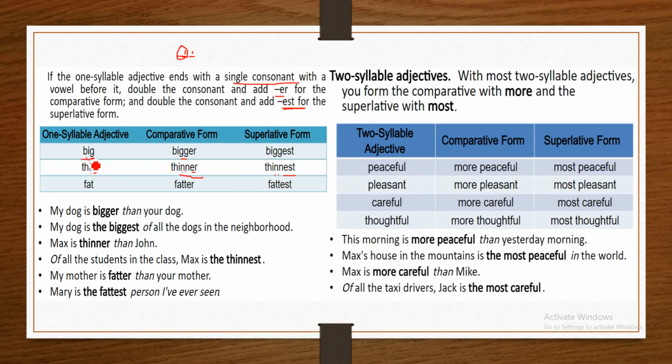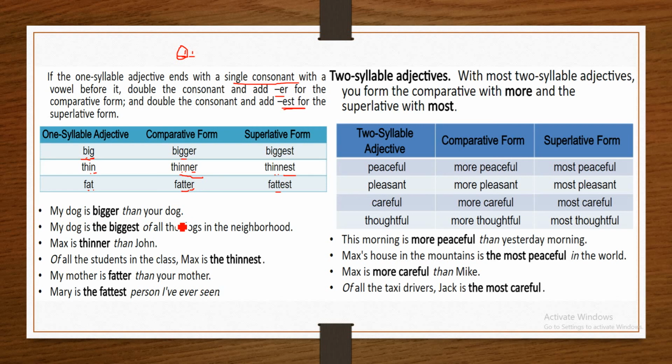For example, big, bigger, biggest. Double the consonant, add er for the comparative form. Double the consonant, add est for the superlative form. Thin, thinner, thinnest. Double the consonant, add er for the comparative. Double the consonant, add est for the superlative. Fat: one consonant, one vowel. Double the consonant, add er for the comparative: fatter. Double the consonant, add est for the superlative: fattest.